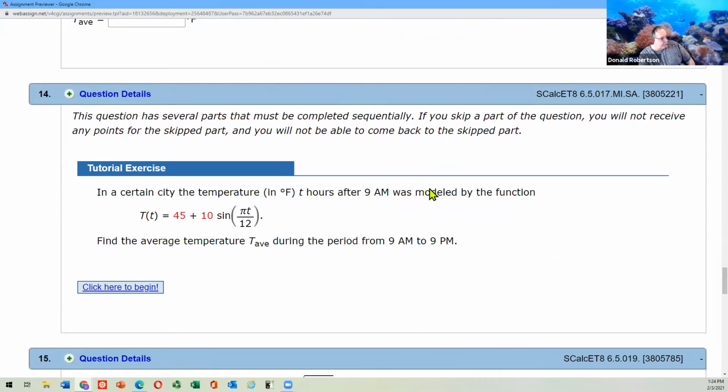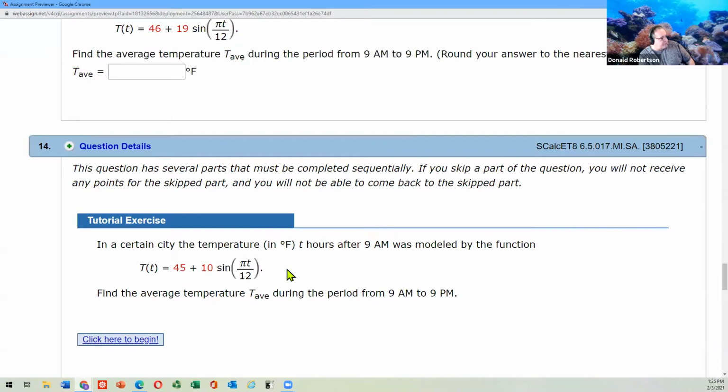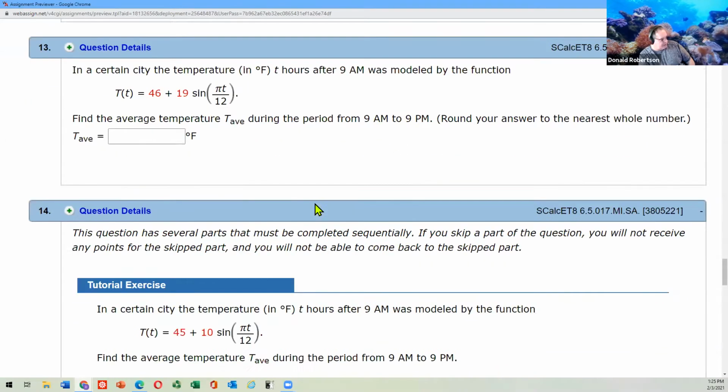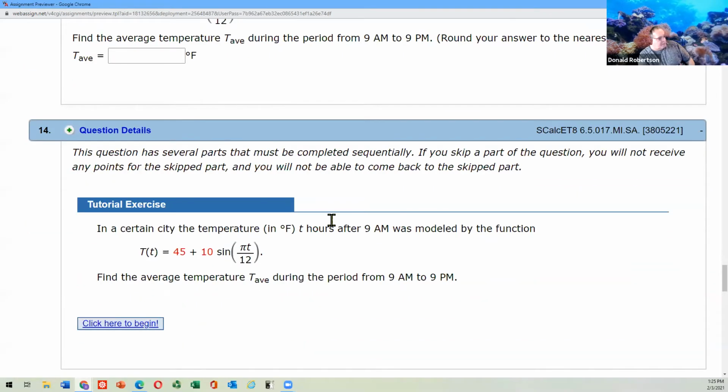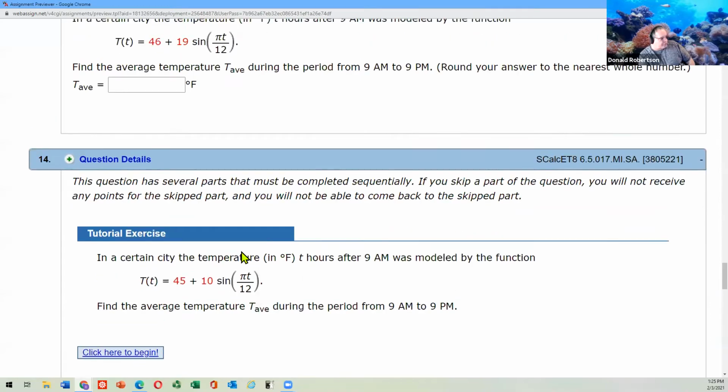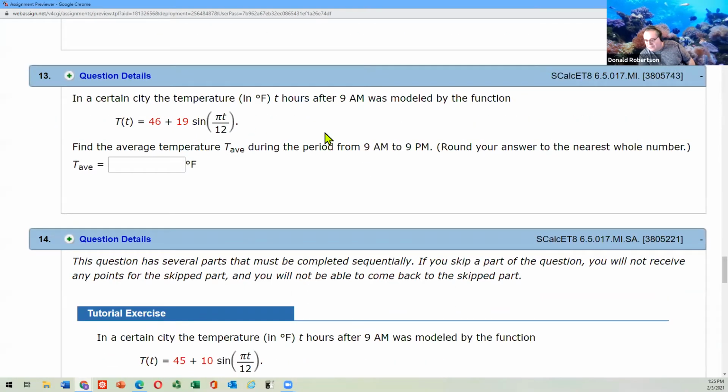Now, question 14 is a tutorial question, very like this one. In fact, almost identical. But this one takes you through the whole process. So if you do 14 first, 13 will be a lot easier.